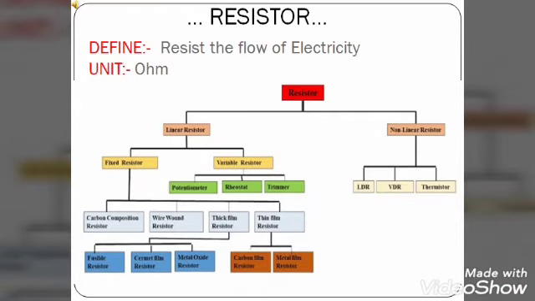Well, what is a resistor? It resists the flow of electricity, meaning it stops the flow of electricity, and its unit is ohm. Now, resistors have two types, linear and non-linear. They are further classified into subdivisions, isn't it? So we will be dealing with all of them in this video lecture.